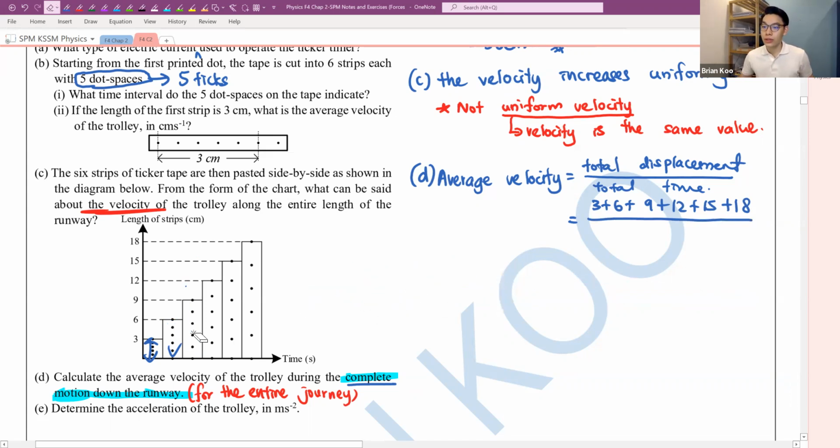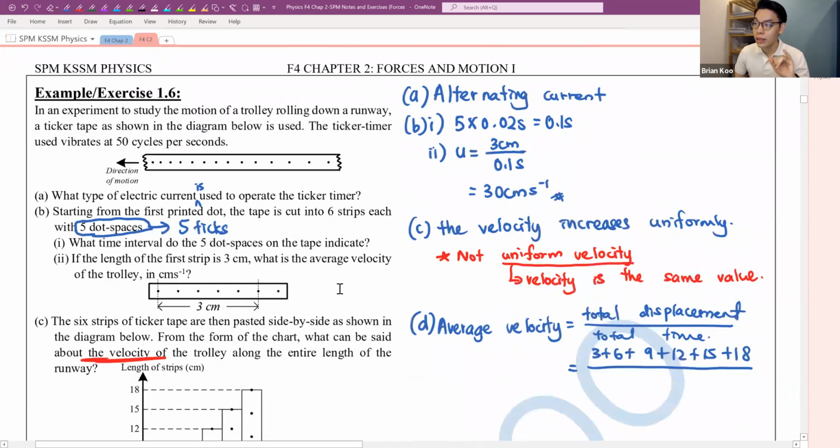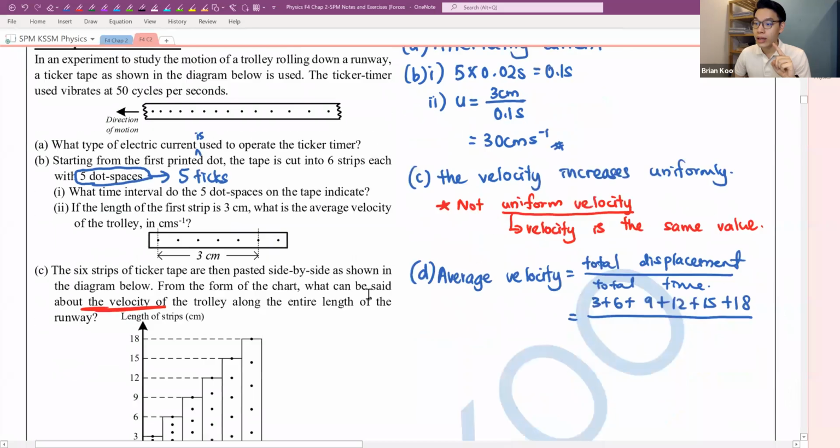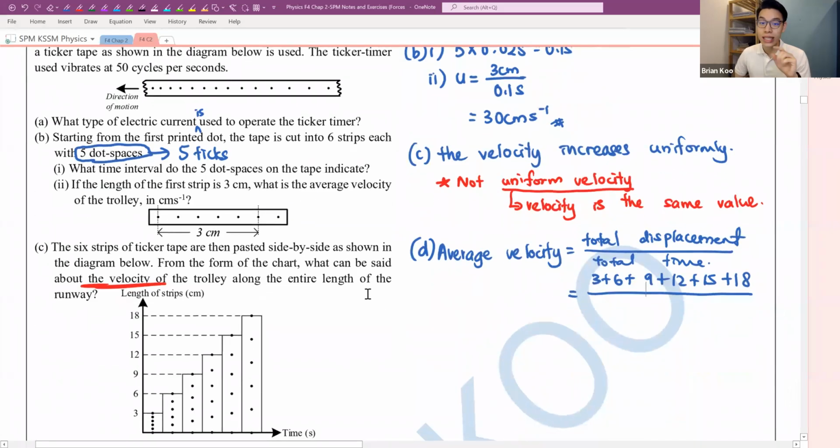Okay, so the total time is like this. We have 1, 2, 3, 4, 5, 6 strips. Earlier in part B1, we calculated that one strip is 0.1 second. Okay, one strip is 0.1 second. So six of the strips would be 6 times 0.1 second. On top is in cm, by the way. At the bottom is in seconds.